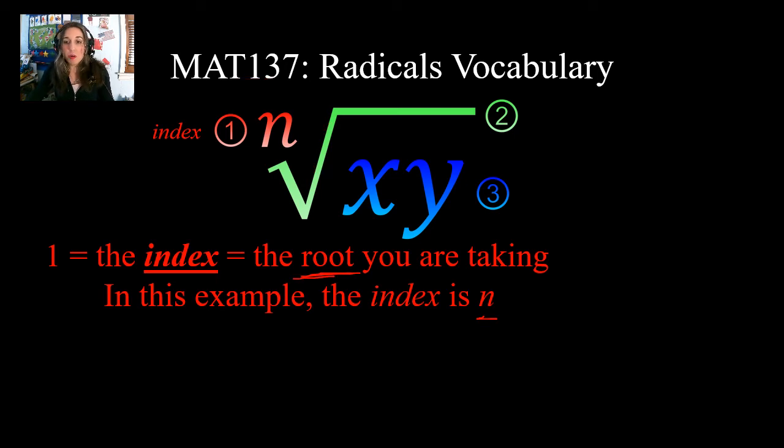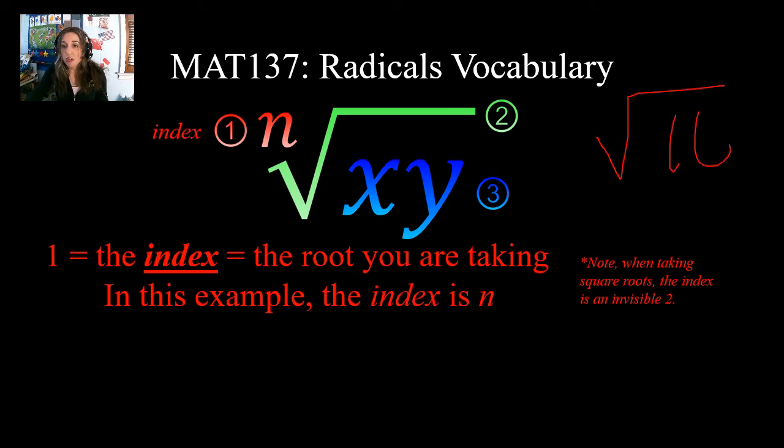I do want to note here, though, that when taking square roots, the index is an invisible 2, right? If I just said square root of 16, there's no little 2 here. That's because square roots are the most common roots we talk about in our algebra class, and we talk about them so much that we don't even denote that index anymore, okay? So if you don't see a number there, it just means square root of 16, right? We know that. You wouldn't even think about it.